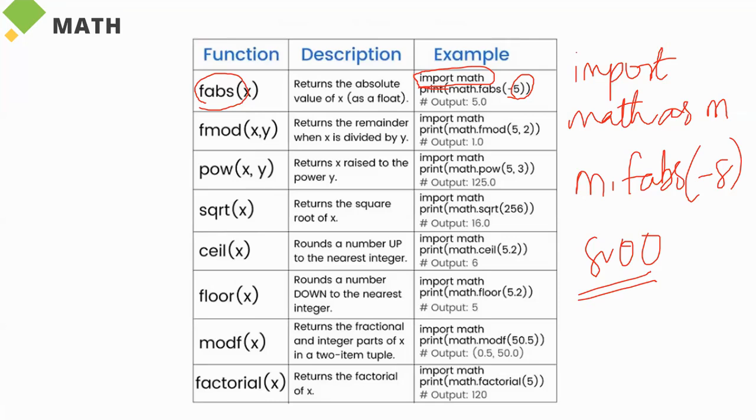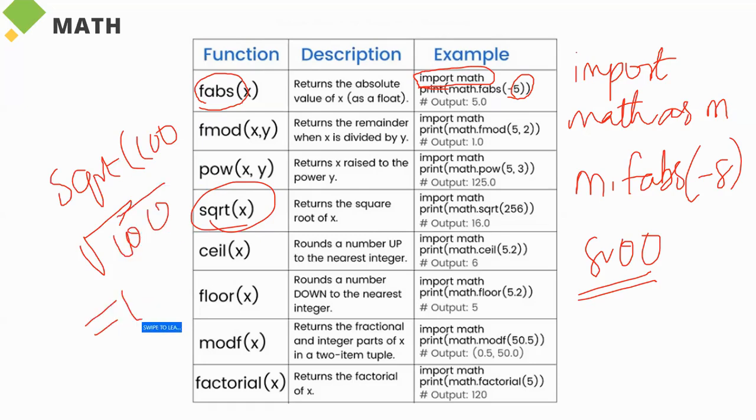Next, square root of x. Square root of x takes the number and returns the square root. So square root of 100, the answer would be 10.